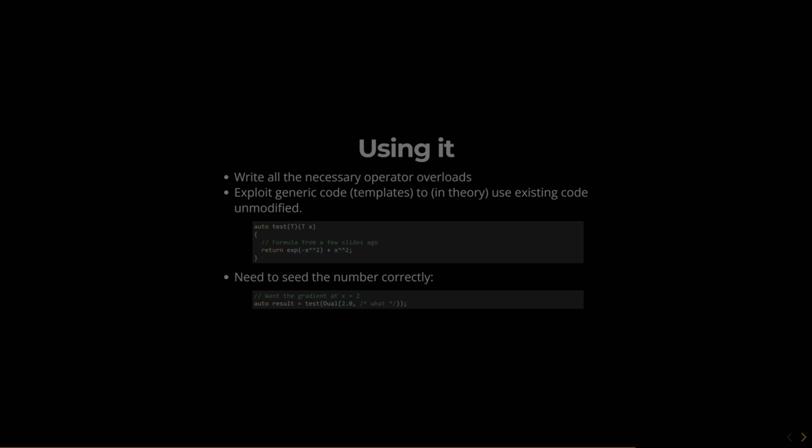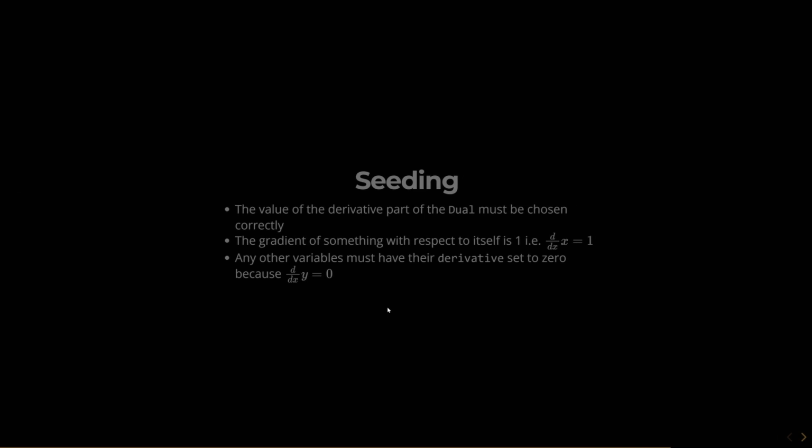But there's a slight question in that we have to choose what we initialize the gradient with for the initial parameter. So if you imagine we're saying x is equal to 2, but what does the gradient of x equal to? Well, this is called seeding, and what we need to do is to observe that the derivative of x with respect to itself is 1, so we can set that to 1, and if we had any other variables, their derivatives would have to be set to 0.